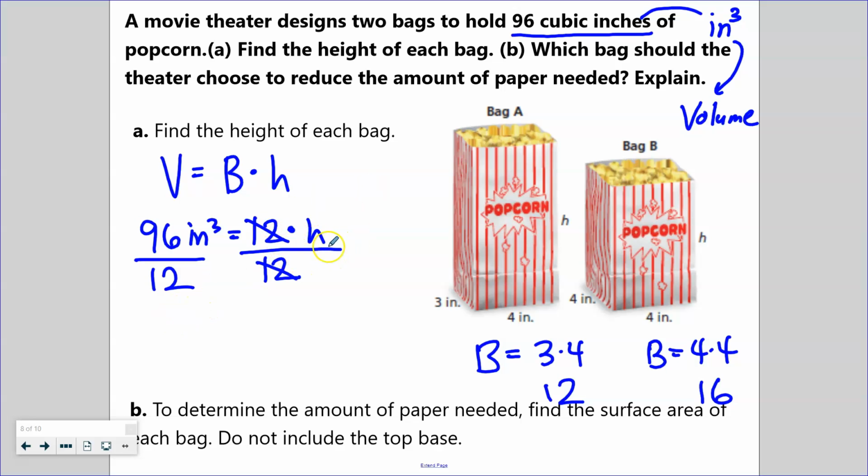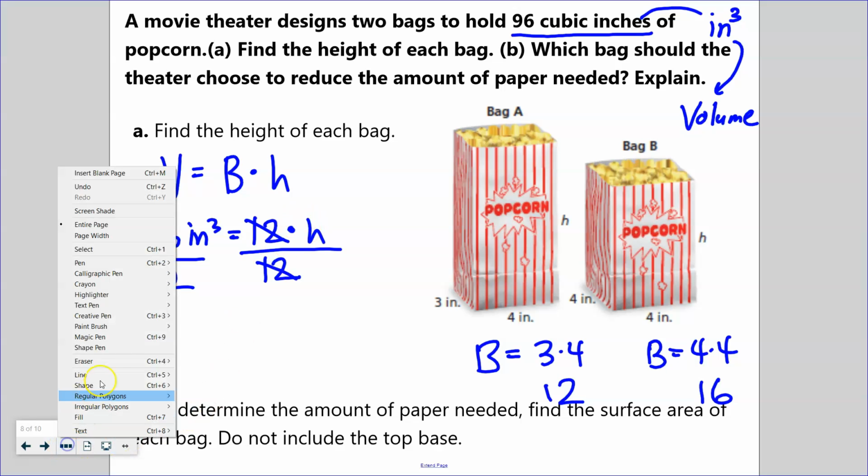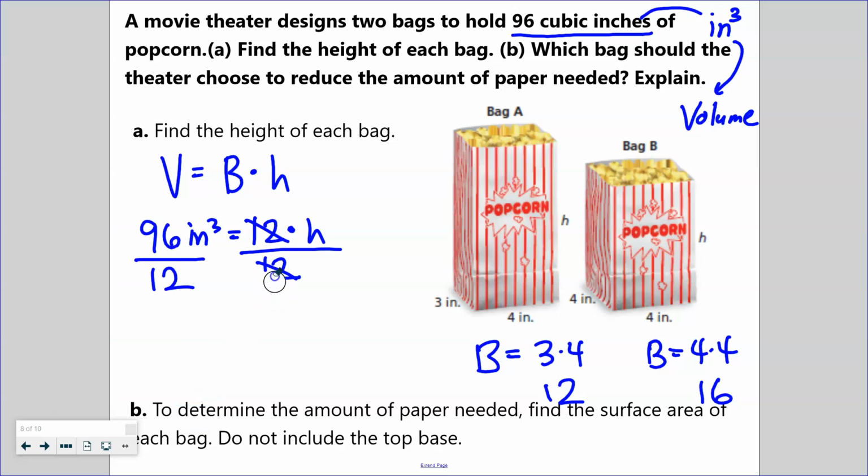And actually, I want to show you something really fast on how the units go away. So I'm going to get rid of this really fast. I need to make some more room.